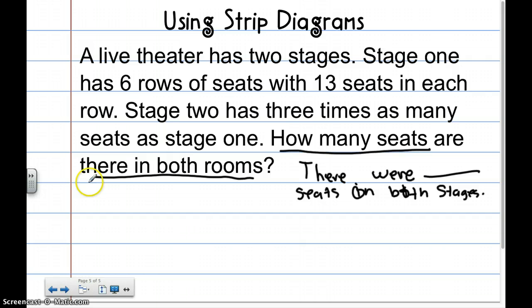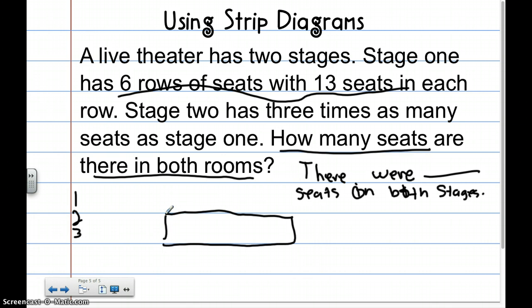Now I'm going to guess, how many steps do I think that this problem has? I'm going to say it has 1, 2, 3 steps. So I'm going to write 1, 2, 3 for my 3 steps to solve this problem. First, it says stage 1 has 6 rows of seats with 13 seats in each. So I'm going to draw a strip diagram, and I'm going to make sure this has 6 rows. And in each row, there's 13. 1, 2, 3, 4, 5, 6. I do not know what this equals.